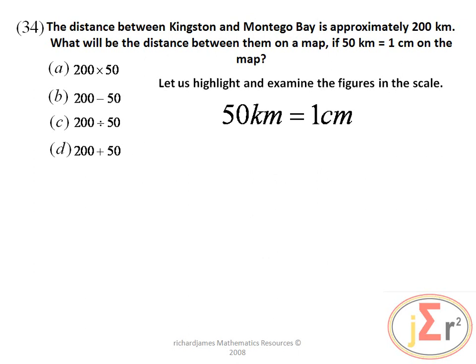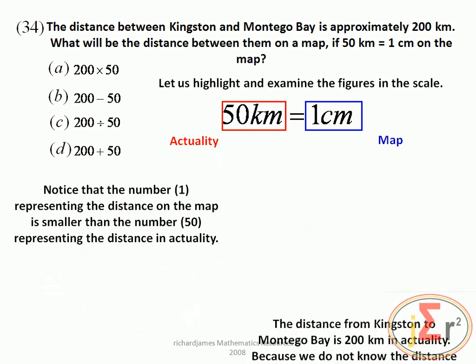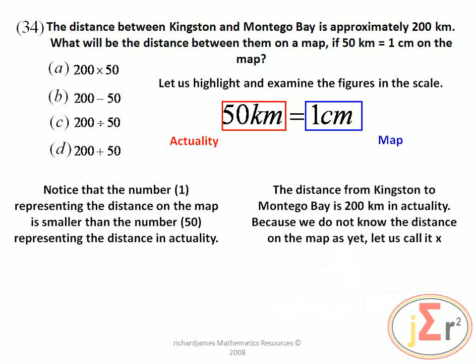That's not in real life. That is a scale for a map. So notice that the number 1 represents the distance on the map, and it is smaller than the number 50, representing the distance in actuality. The distance from Kingston to Montego Bay is 200 kilometers in actuality. Because we do not know the distance on the map as yet, let us call it x.